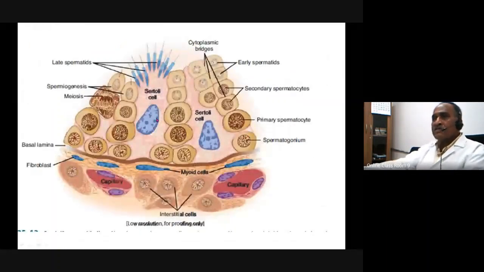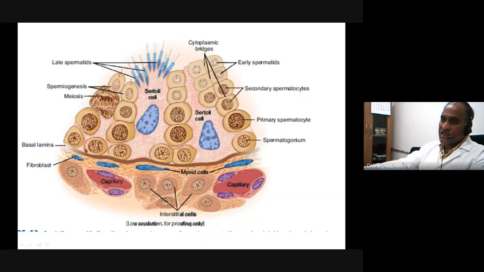Now move on. So this is how it looks. It is taken from Ganong. You can see that this is the basal lamina, and these are fibroblasts. These are interstitial cells, these are Leydig cells. So now you have the spermatogonial cells, primary spermatocyte, secondary spermatocyte, and the spermatid, and these are the spermatozoa. This is in the late stages, and you have various divisions happening, and this one is a Sertoli cell.